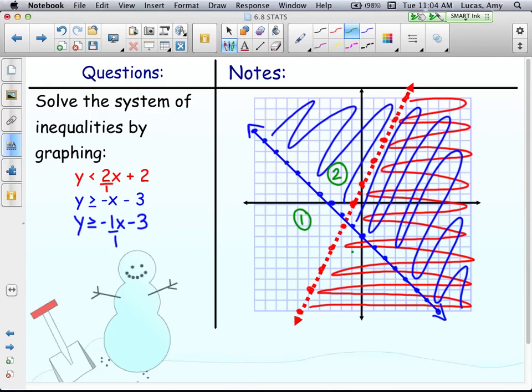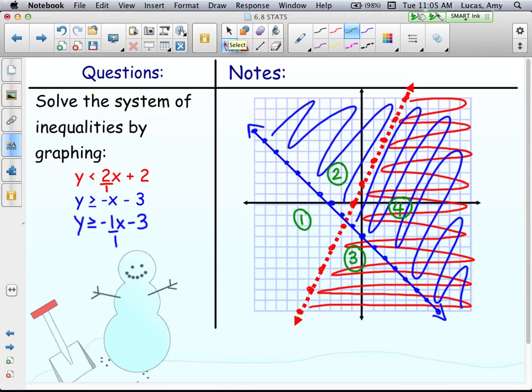The next 2, so the ones that I labeled 2 and 3, those are shaded once. So section 1 is not shaded at all, section 2 is only blue, 3 is only red, so it's this section 4 that is shaded twice. Any points in that doubly shaded region are solutions.